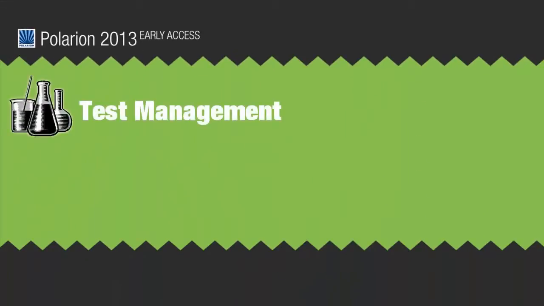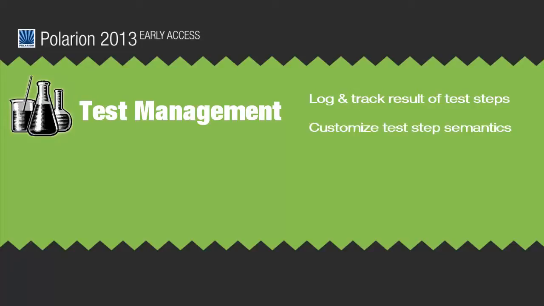Polarion 2013 delivers several major enhancements in the area of test management. QA teams can store and track results of every test step as well as every test case. Test managers can customize the semantics and presentation of test steps information. Excel import is extended to support importation of test cases with trackable test steps.